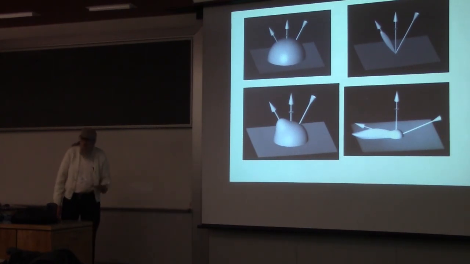But it was Torrance-Sparrow's original idea. And that's now become one of the standard lighting models in a lot of commercial software. And they call it the Blinn shading model.